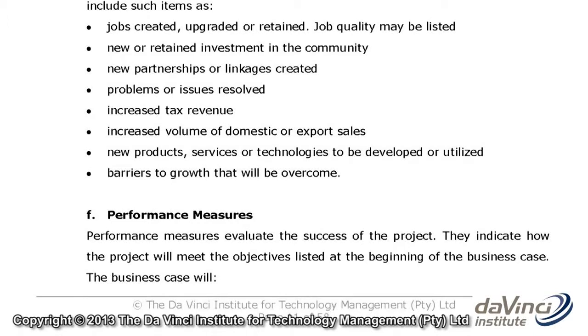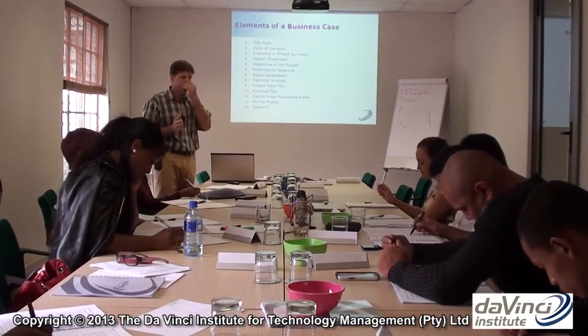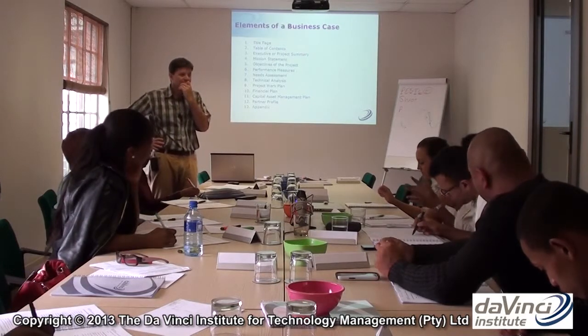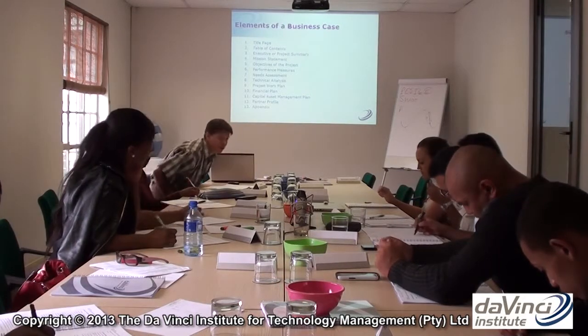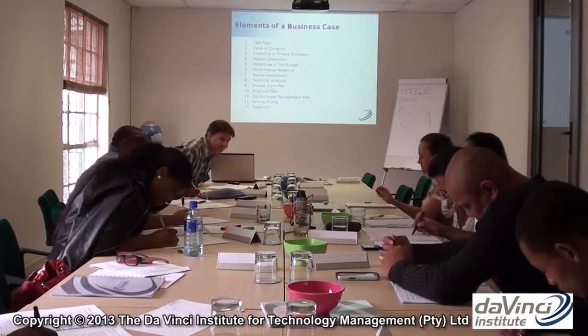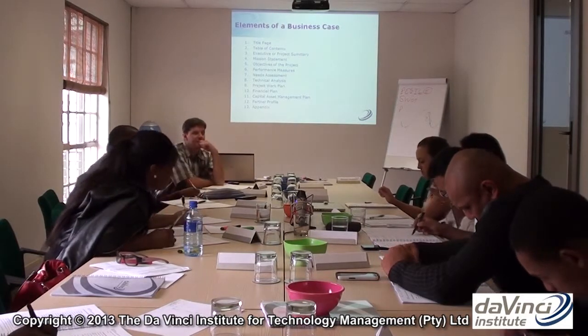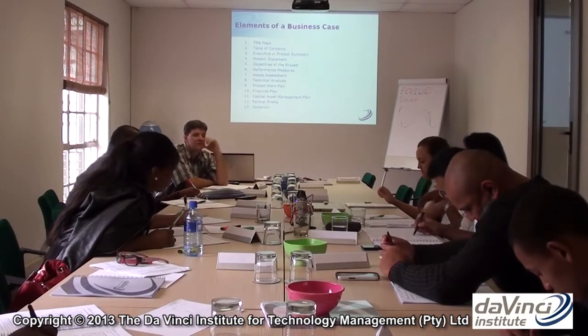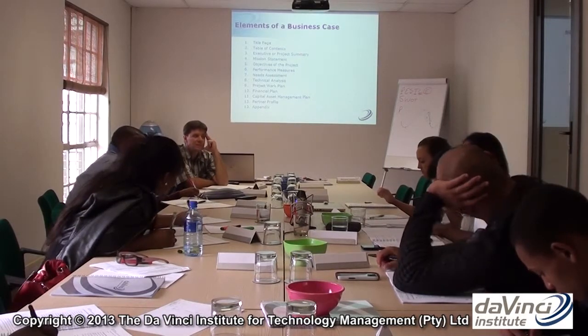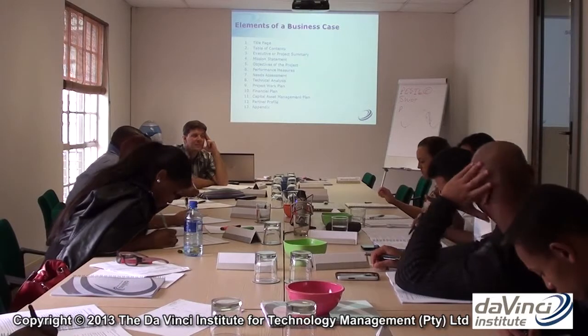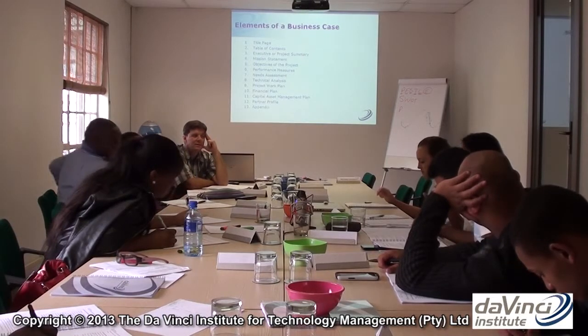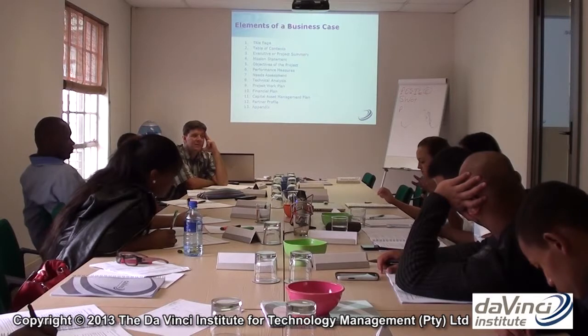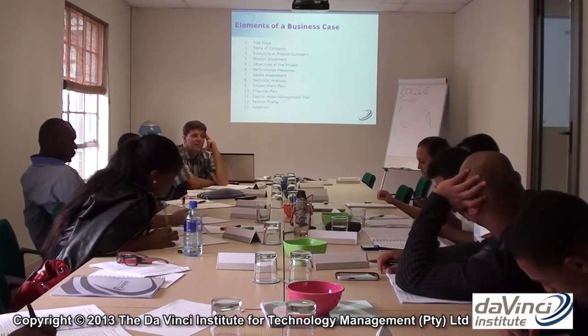You can chat to me about that. Barriers to growth that will be overcome. What are possible things that could be a barrier from achieving what we want to achieve? 100%. Give me an example of something. So you look at PESTLE. If I look back to his business case, what he's trying to achieve, there could be legal factors that could be a barrier, or there could be financial factors that are a barrier. It just depends.